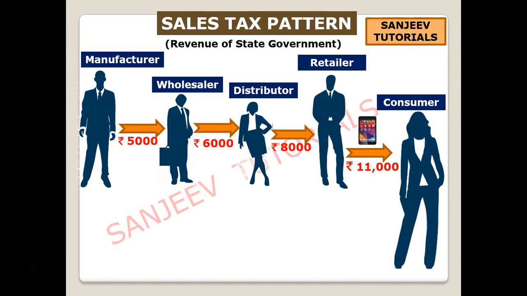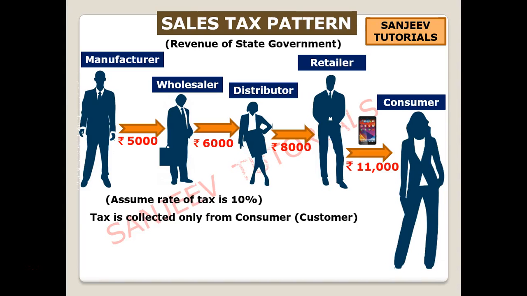Here the consumer pays rupees 11,000 for the mobile phone and he gets a bill from the retailer. When the retailer prepares a bill, he charges rupees 11,000 to the customer plus a tax of, say, 10% on 11,000. Now 10% is just an example that I have taken. It is decided by the state government. So 10% of 11,000 is rupees 1100.